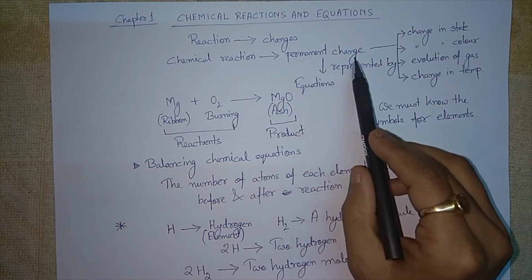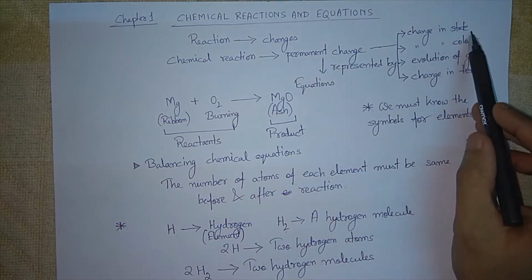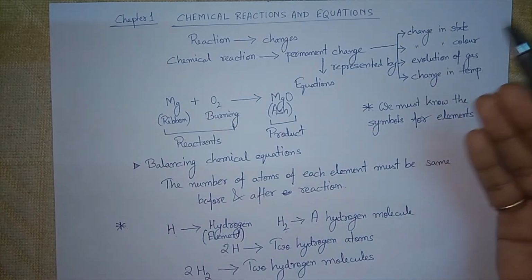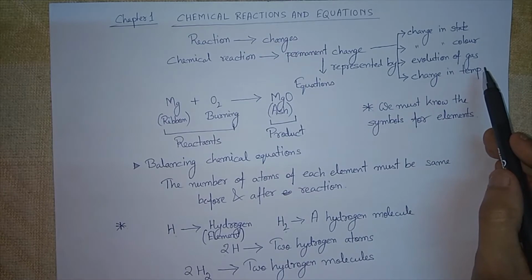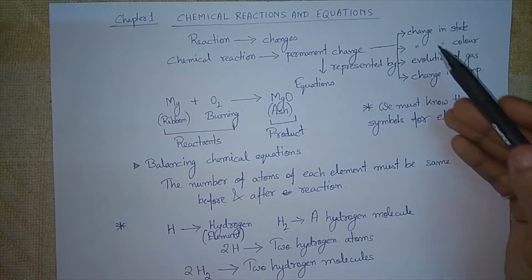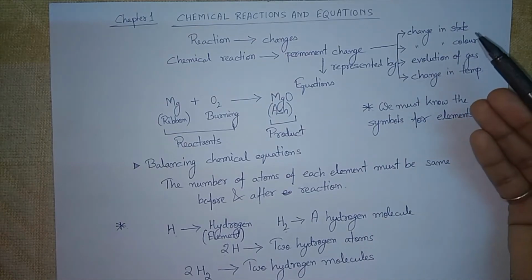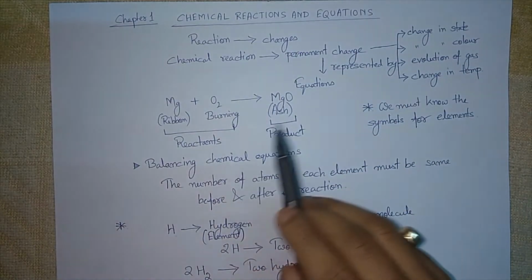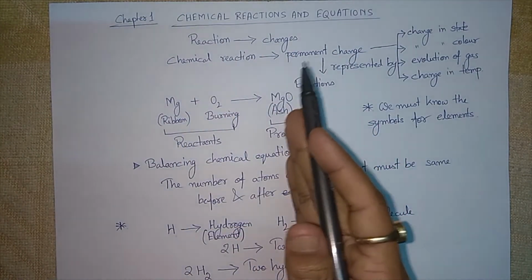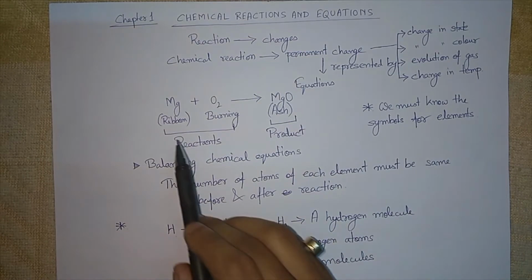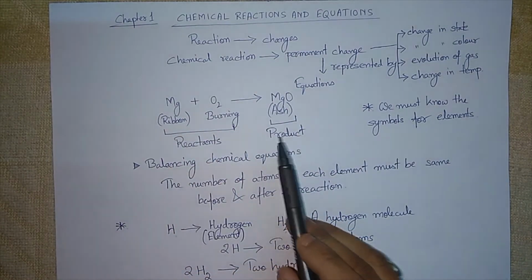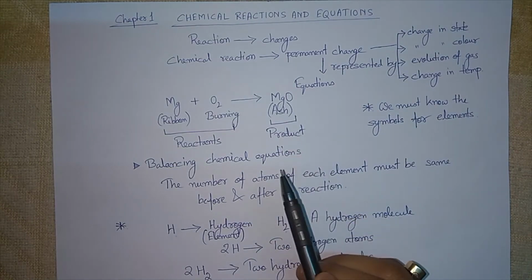The permanent changes may be change in state, change in color, evolution of gas, evolution meaning production of any new gas, and change in temperature. One of them may occur or all of them may occur depending upon the chemical reaction. The left side, which is going to be converted or changed, is the reactants. Reactants are going to be changed and products are the new substances which are produced.